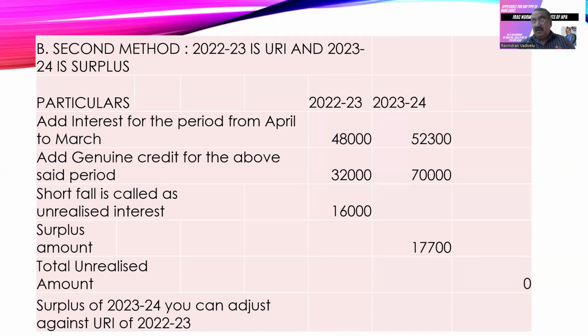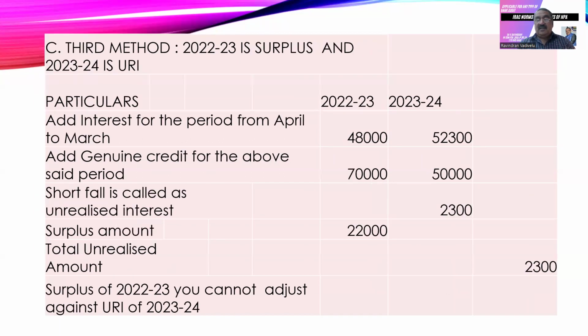So I'm moving to the third method, where in 22-23, you have got a surplus, whereas you have got a deficit in 23-24. So the surplus of 22-23, you should not adjust against the deficit of 23-24, because the surplus of 22-23 would have been adjusted towards the principal of the loan account. No money is left. So surplus of 22-23, you cannot adjust against the deficit of 23-24. So I hope you have clearly understood.